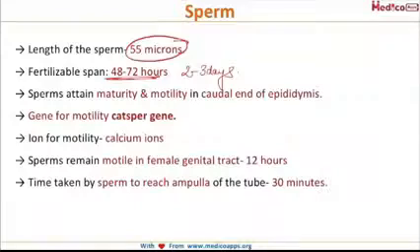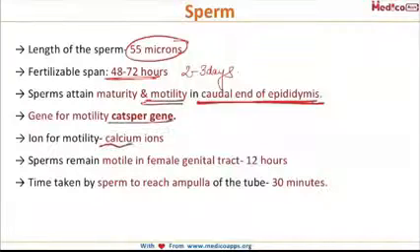And these sperm attain their motility in the caudal end of the epididymis. Take care of the word motility, because we'll get a question on where the sperm attains hypermotility, and we'll come to that later on. The sperm attains its motility in the caudal end of the epididymis. And what is the gene involved in it? It is the catsper gene. And the ion involved is the calcium ion.